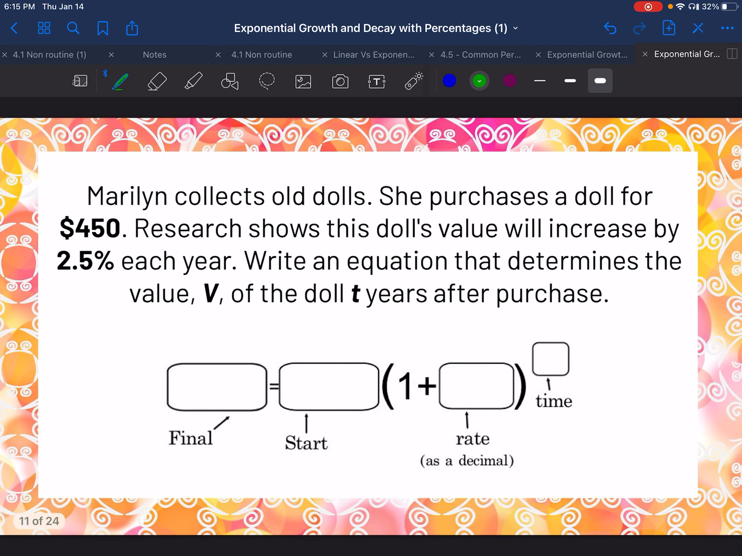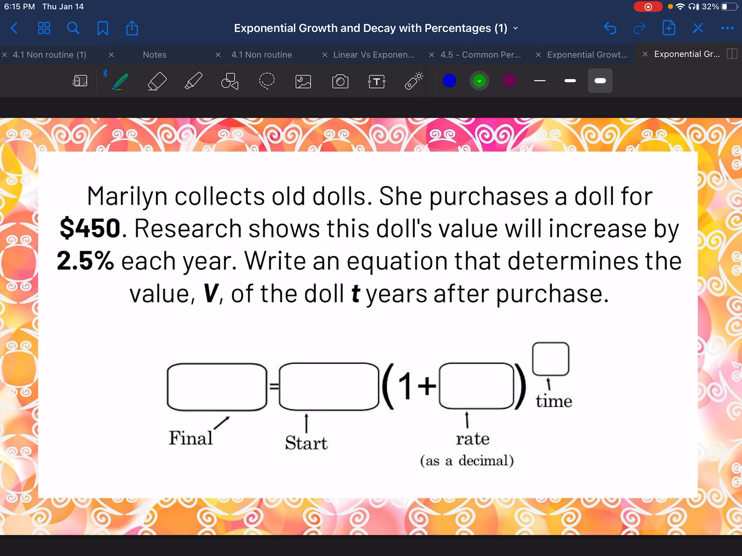I'm going to have you try this one on your own. I'll read it out. Marilyn collects old dolls. She purchases a doll for $450. Research shows that this doll's value will increase by 2.5% each year. Write an equation that determines the value V of the doll T years after purchase.